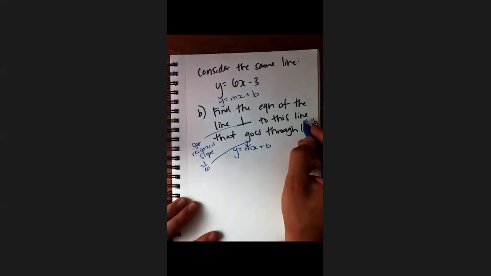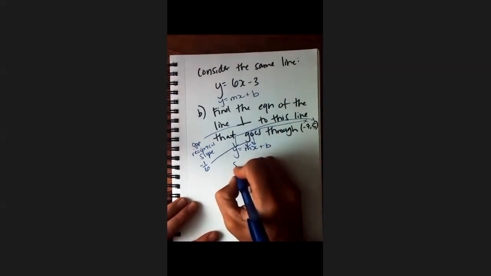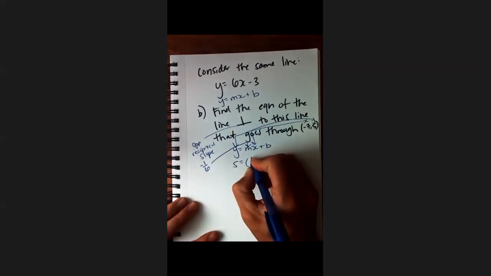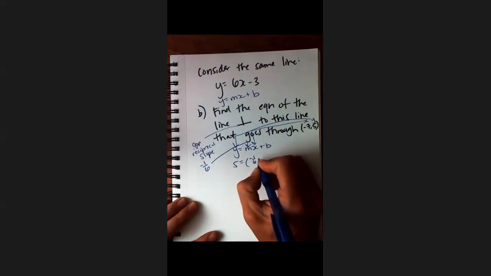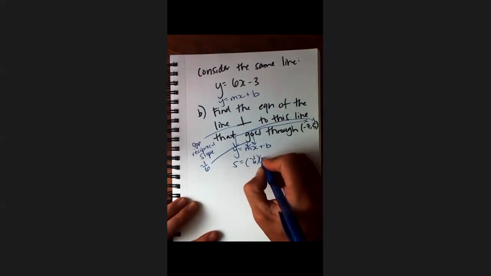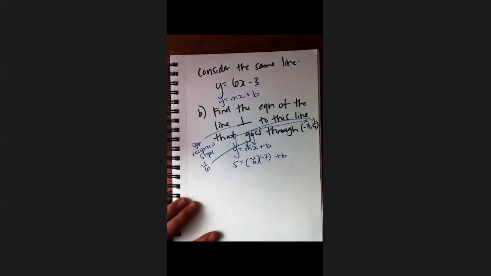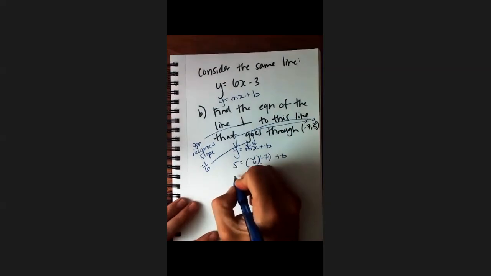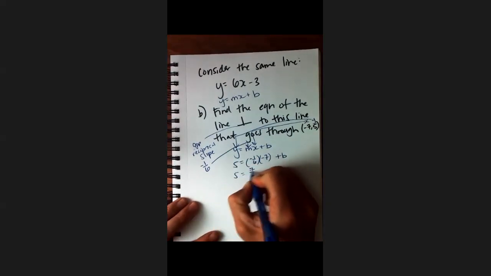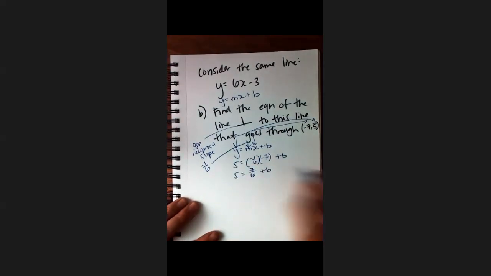So let's go ahead and do the same thing we did last time. Plug in the y, which is 5, equals the negative reciprocal slope, -1/6. Plug in your x, which is -7. And finally solve for that plus b, as it's a crucial part to finding the equation. So go ahead and solve this problem. We will then get 5 is equal to 7/6 plus b.